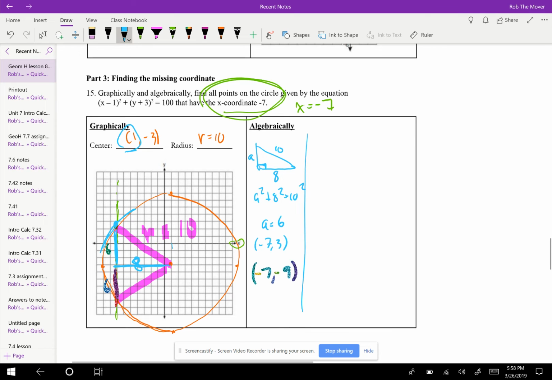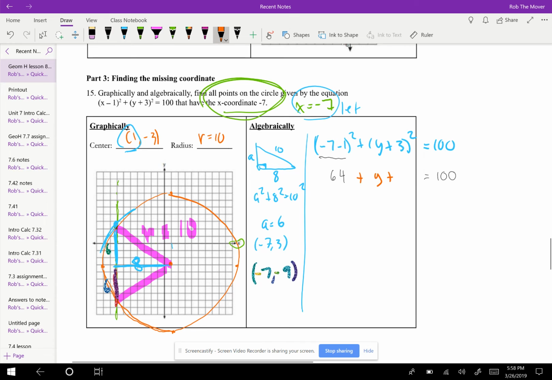Okay, let's go ahead and do this algebraically. To do this algebraically, we are going to let x equal -7 in the equation. I'm going to go ahead and plug it in to save time. Okay, and this is where you got to be careful with your algebra. Let's first of all simplify what we know. -7 minus 1 is -8. We square it, we get 64. We have 100 on the other side.